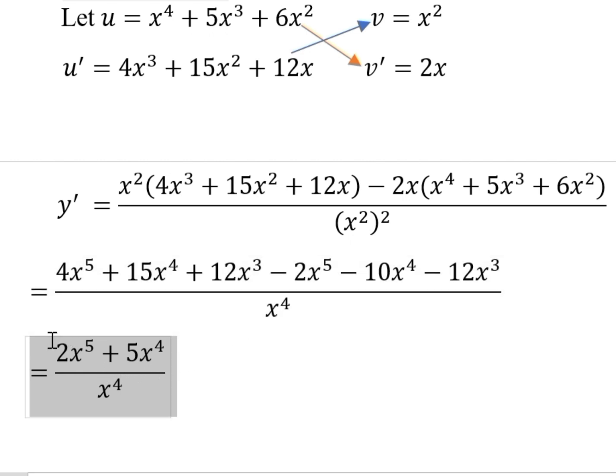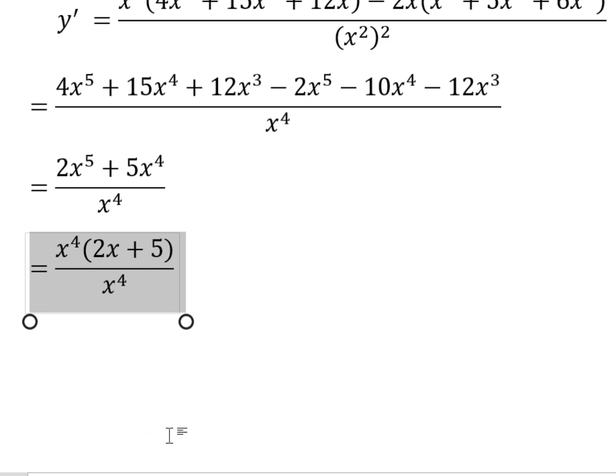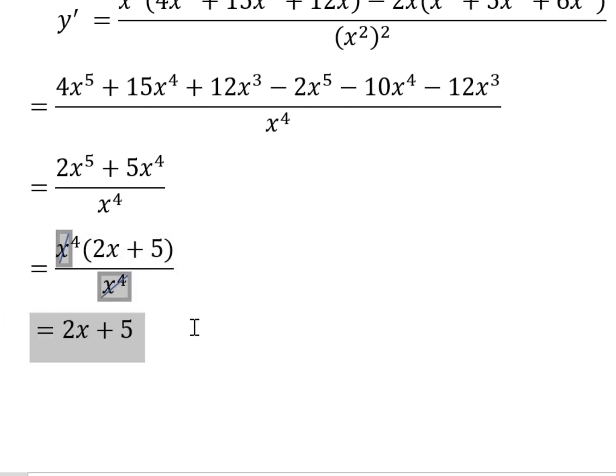Now, if you look at this one keenly, you realize that you can factorize x raised to power 4 outside. So that means we shall have x raised to power 4 factored out. Then this divided by this gives us 2x plus this divided by this gives us 5 over the denominator, which is x raised to power 4. Now this x raised to power 4 will cancel with this one. So what remains is what's in the brackets, and that becomes the derivative of the function that we are having.